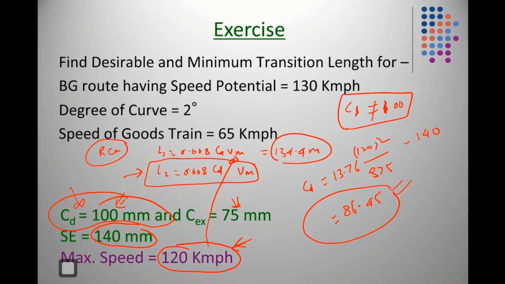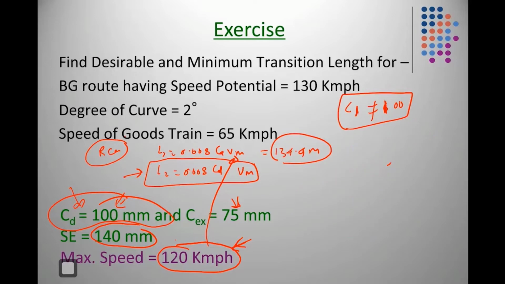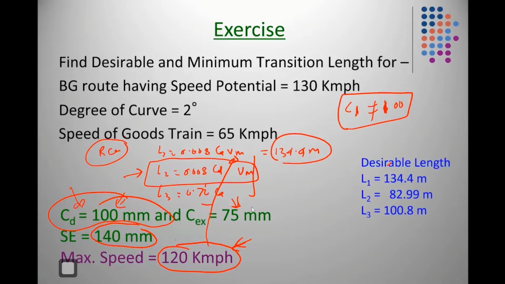आपको ये कैलकुलेट करना पड़ेगा, and accordingly you have to calculate L2, and similarly L3, which is basically simple है. L3 is equal to 0.72 into your cant value. So taking these three values, your values are going to come as, इसके कारण ये L2 इतनी आती है, इसके कारण L1 इतनी आई, और इसके कारण L3 इतनी आ गई. So this is the desirable length. Now there are three requirements, L1, L2, L3.